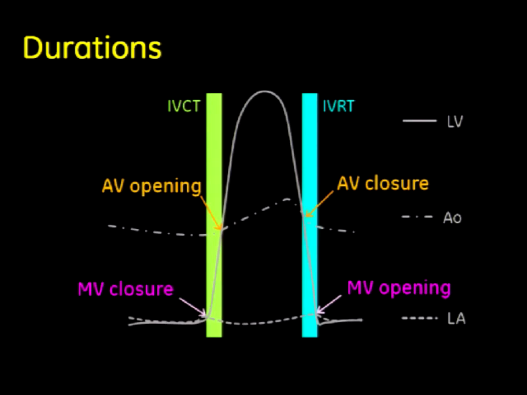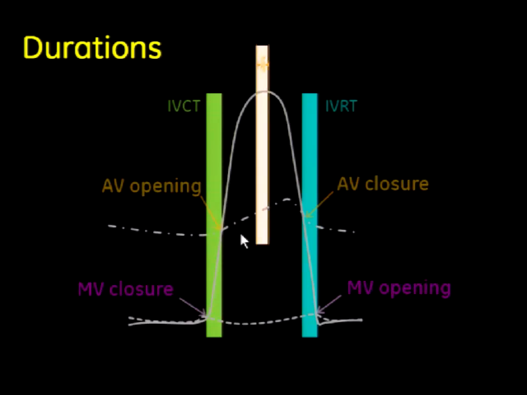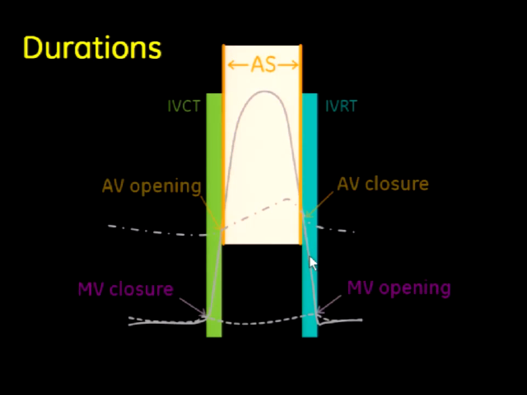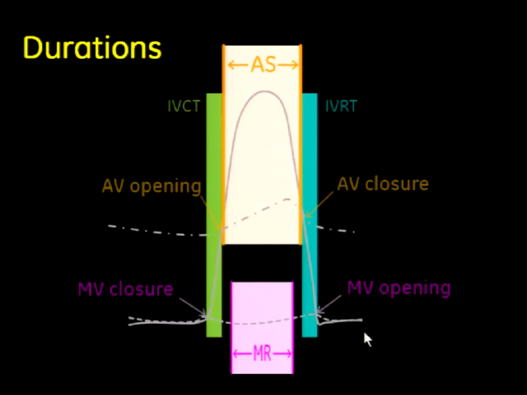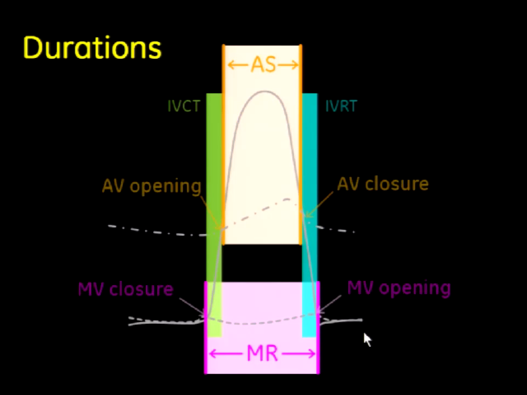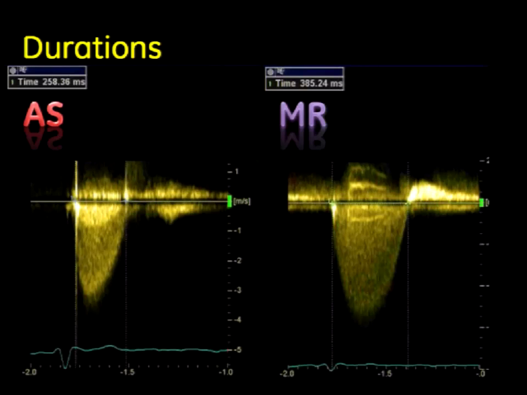With aortic stenosis, the signal occurs between aortic valve opening and aortic valve closure only. So it will be this duration. Whereas with mitral regurgitation, it is going to occur from mitral valve closure to mitral valve opening. So this is going to encompass isovolumic contraction time and isovolumic relaxation time. So as a result, the mitral regurgitation signal will always be longer than the aortic stenosis signal. So if we look at these traces here, this is our aortic stenosis signal and this is our mitral regurgitation signal, and we've measured the time durations here.